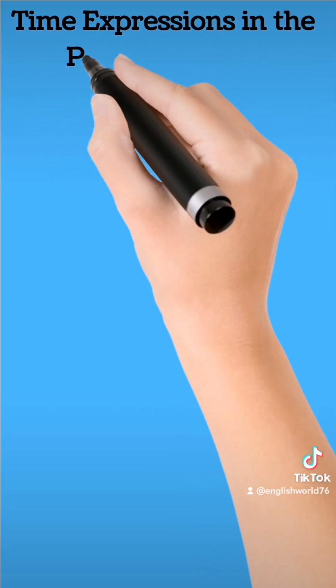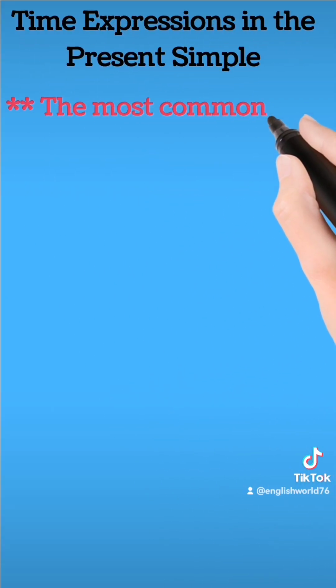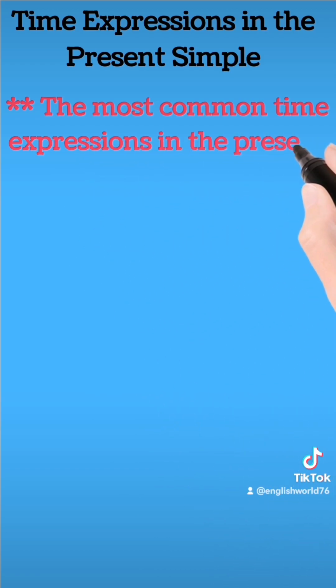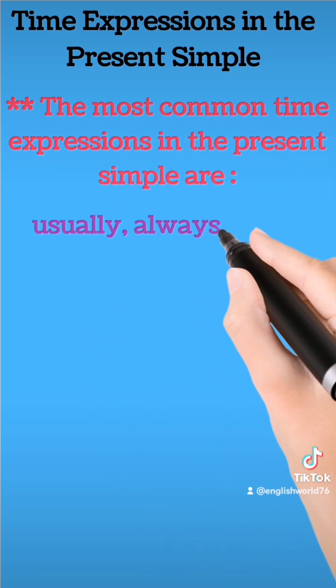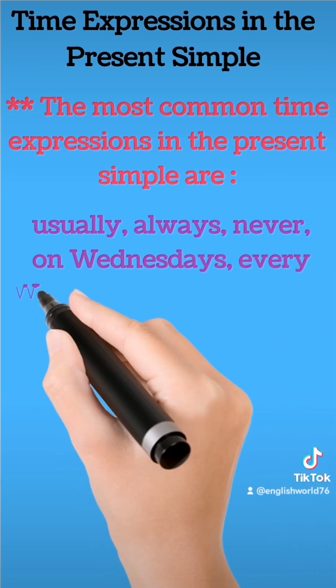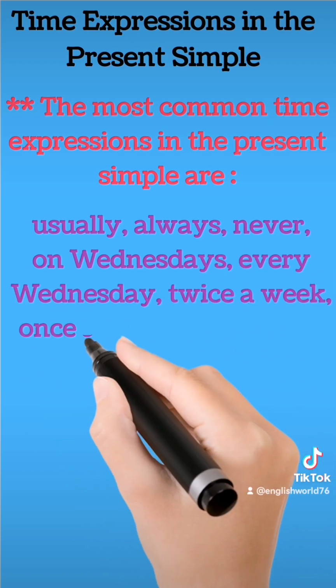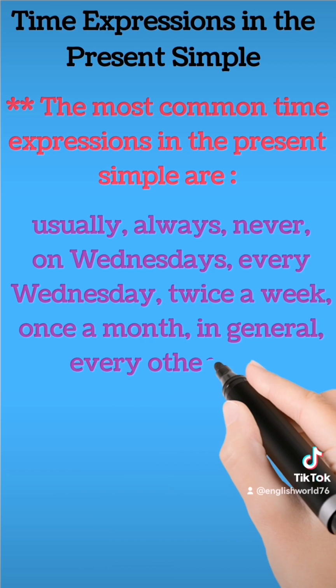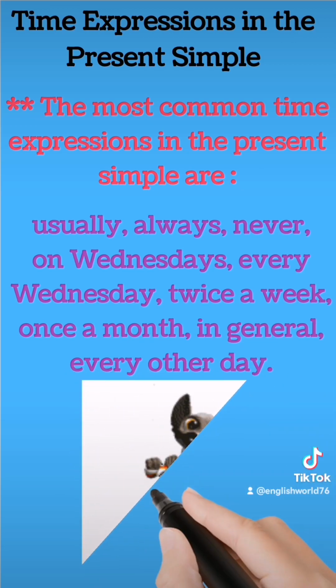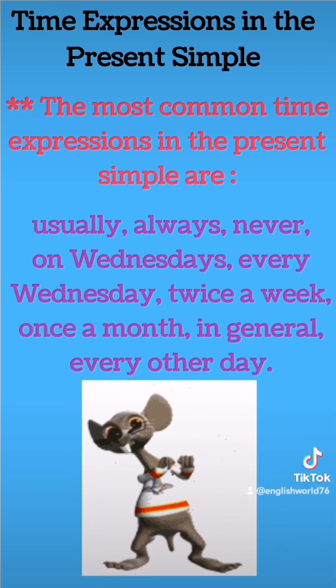Time expressions in the present simple. The most common time expressions in the present simple are usually, always, never, on Wednesdays, every Wednesday, twice a week, once a month, in general, every other day.